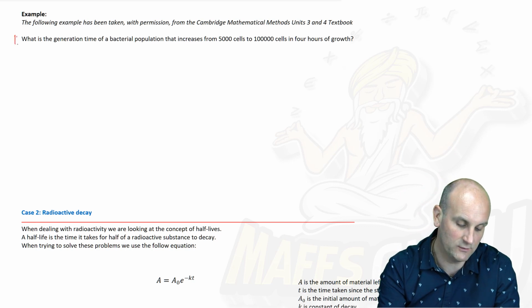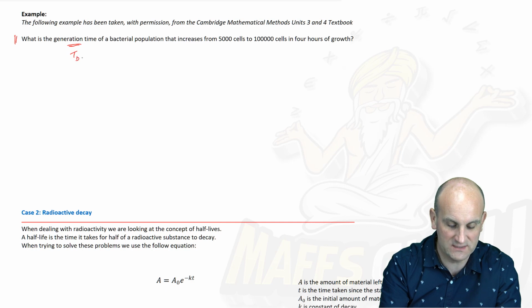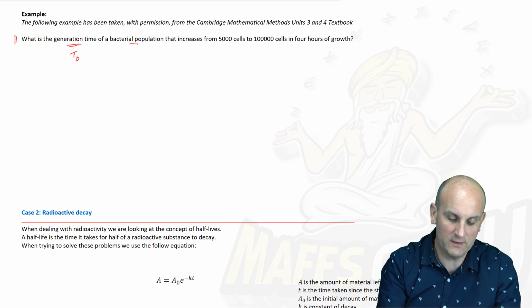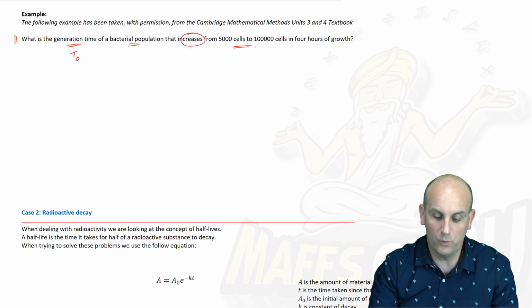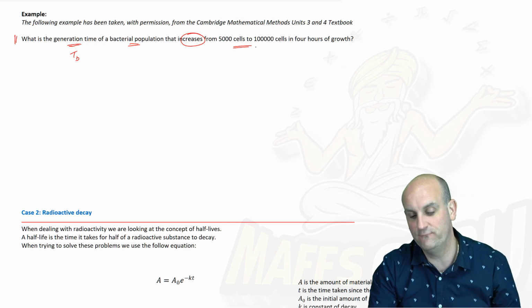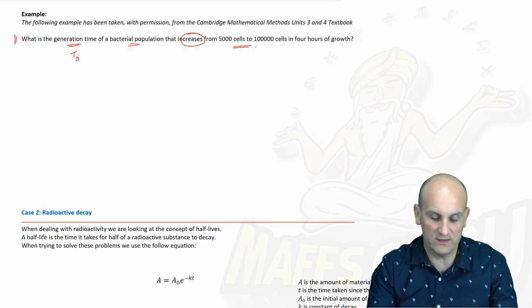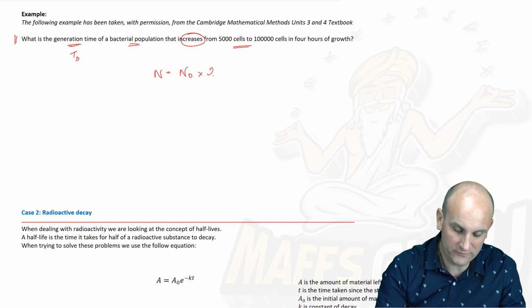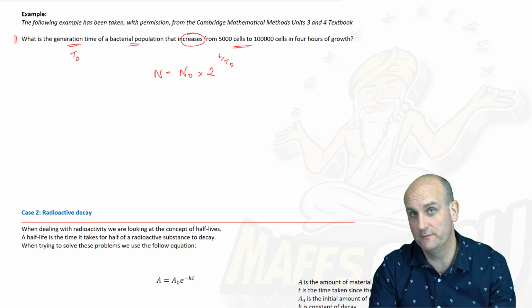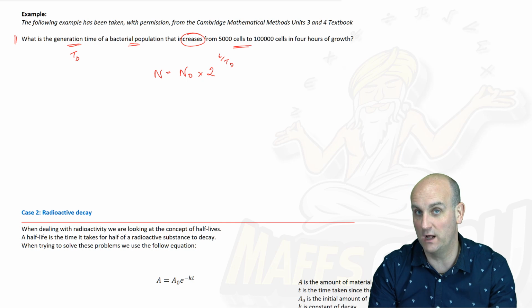And this is an example they use. What is the generation time? Okay, so first things first, I know I'm looking for TD. For a bacterial population that increases from 5,000 cells to 100,000 cells in 4 hours of growth. Okie dokie. So bearing in mind they're now giving me information, I've got N = N0 times 2 to the power of t on TD. Now, they haven't told me it's doubled, but I'm going to assume it is, right? In this situation, they wouldn't give me enough information otherwise.